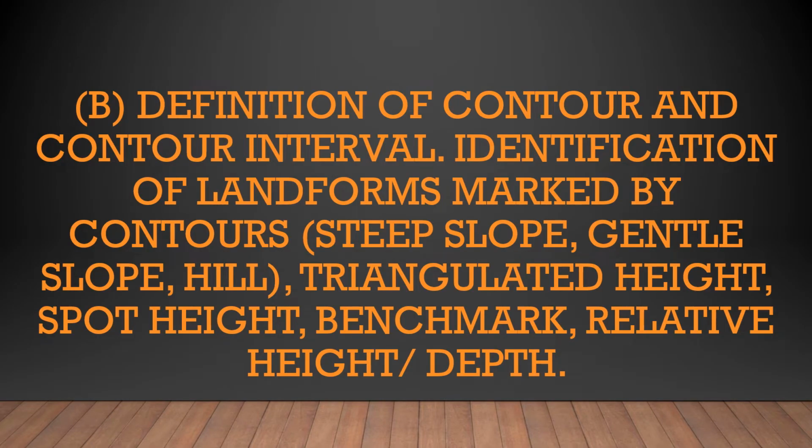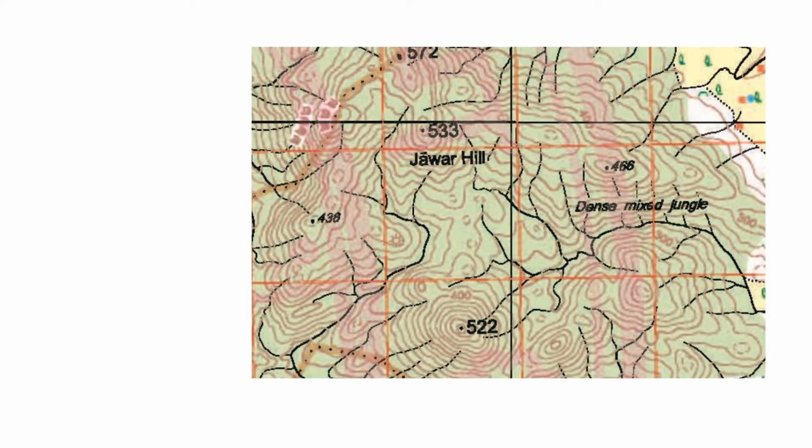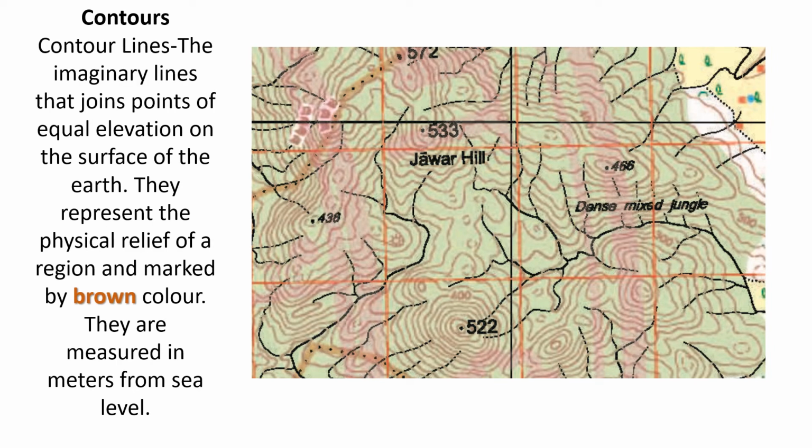The next part is the definition of contour and contour interval, and you should be able to identify the landforms: the steep slope, gentle slope, triangulated height, spot height, benchmark, and all this. Now, when the contour lines are very close, now what is contour line? This is the imaginary line. They are brown in color and they have been taken from the sea level in meters. So you must mention all this. These are your keywords. When they are very closely spaced, we can see this is a steep slope, but in this area this is comparatively gentle, and here it is fairly gentle slope.